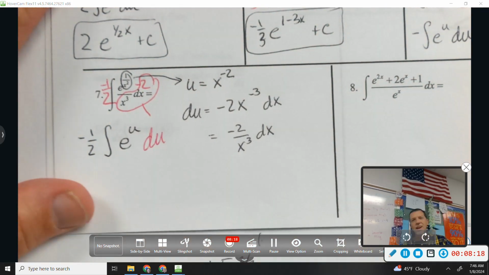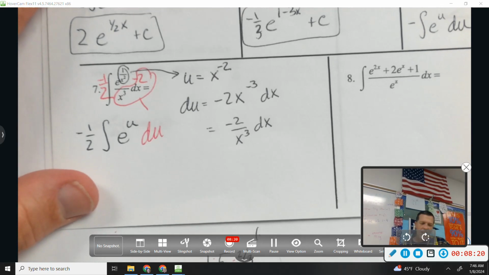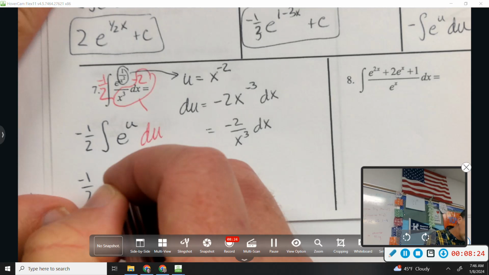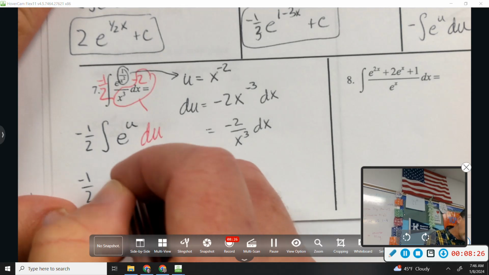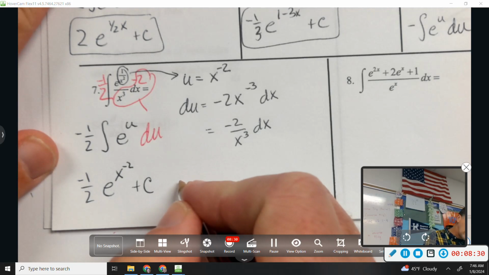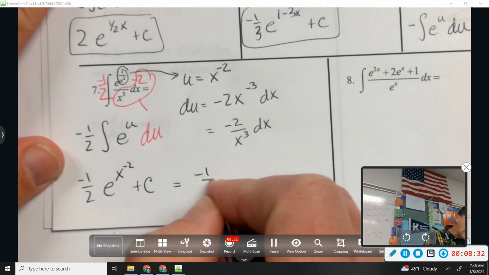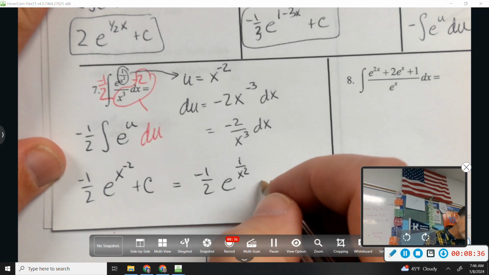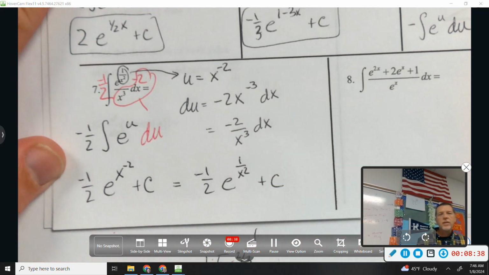So once again, antiderivative of e to the u is e to the u. So e to the x to the negative 2 plus c. Again, or they might write that as e to the 1 over x squared plus c.